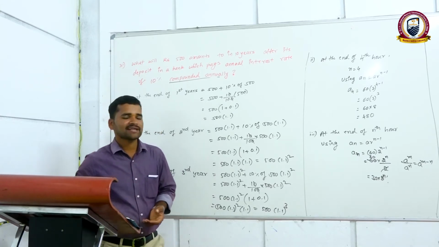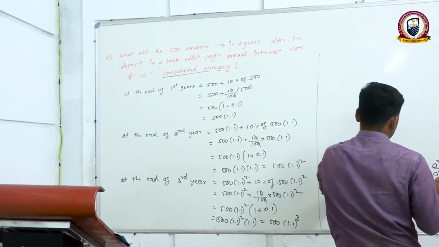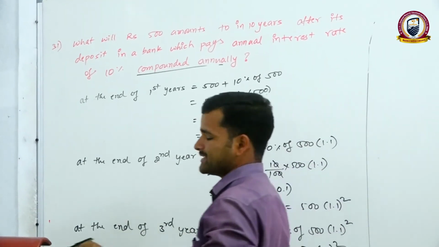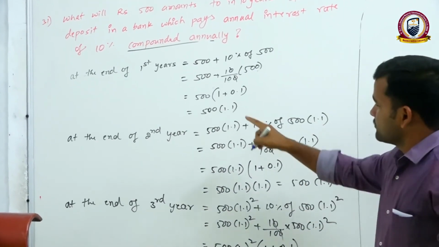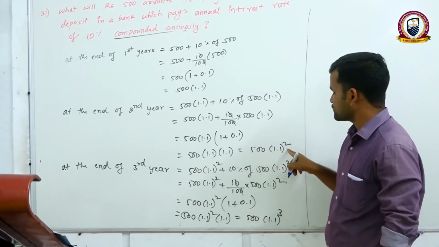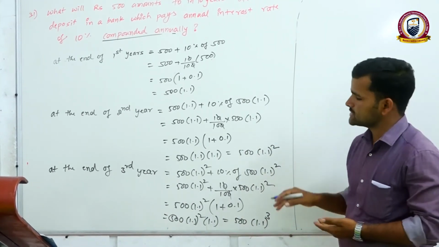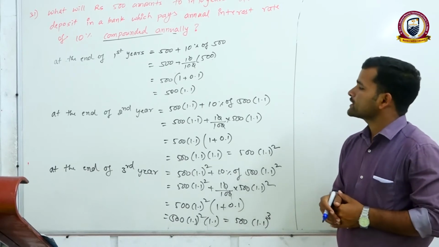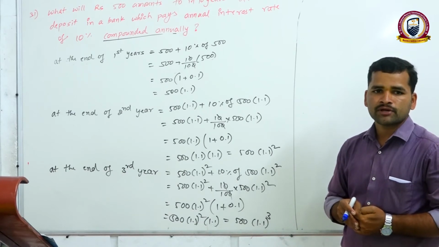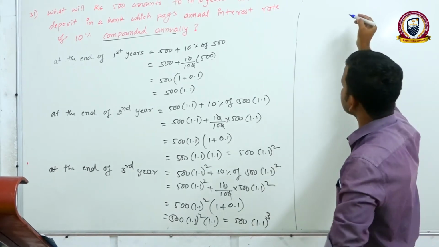In the same way, what can I write? At the end of 10 years, he is asking. The question is to find the amount at the end of the 10th year. So, first year 1.1 to the power of 1, at the end of the second year 1.1 to the power of 2, and at the end of the third year 1.1 to the power of 3. It is in GP, we can check that. 500 into 1.1 is the first term, 500 into 1.1 whole square is the second term, 500 into 1.1 to the power of 3 is the third term. Like that we can proceed.